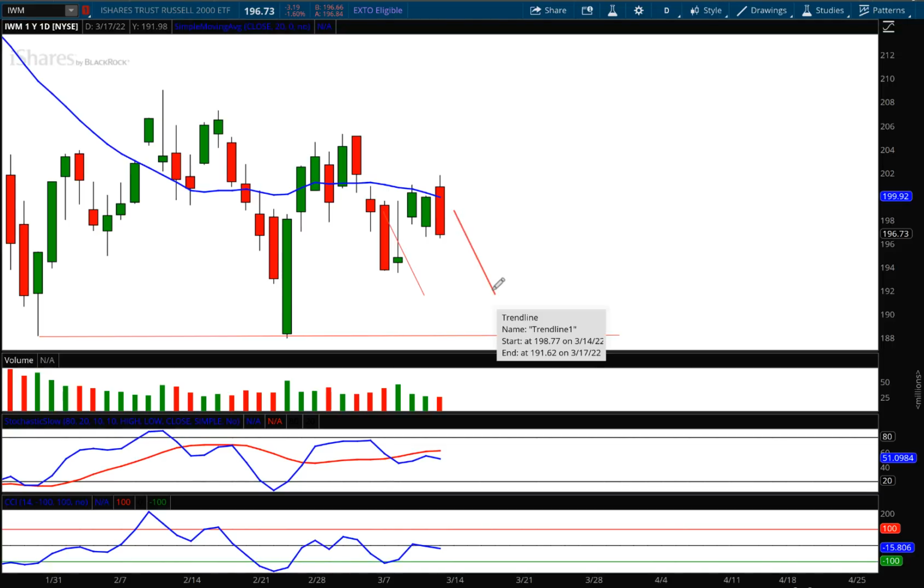Next Friday is options expiration Friday for the March monthly options. We tend to have a lot more volatility around that time frame. So be really, really careful.